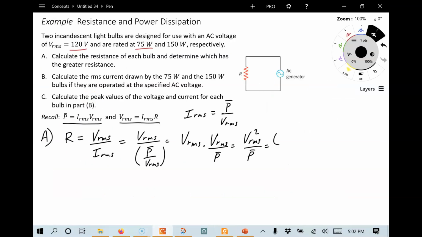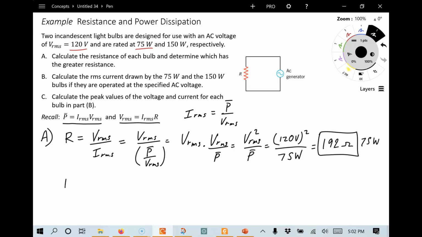All right, so for the 75 watt bulb, we're going to have 120 volts squared divided by 75 watts. I'm in SI units, so I know I should be getting the value for resistance here. It should be in ohms, and when we put this into the calculator, we get a value of 192 ohms. So there's our 75 watt bulb.